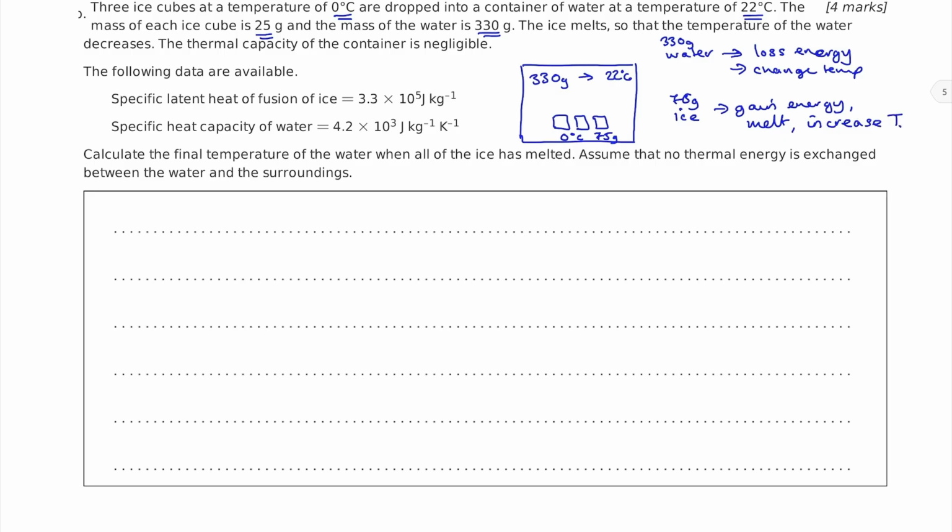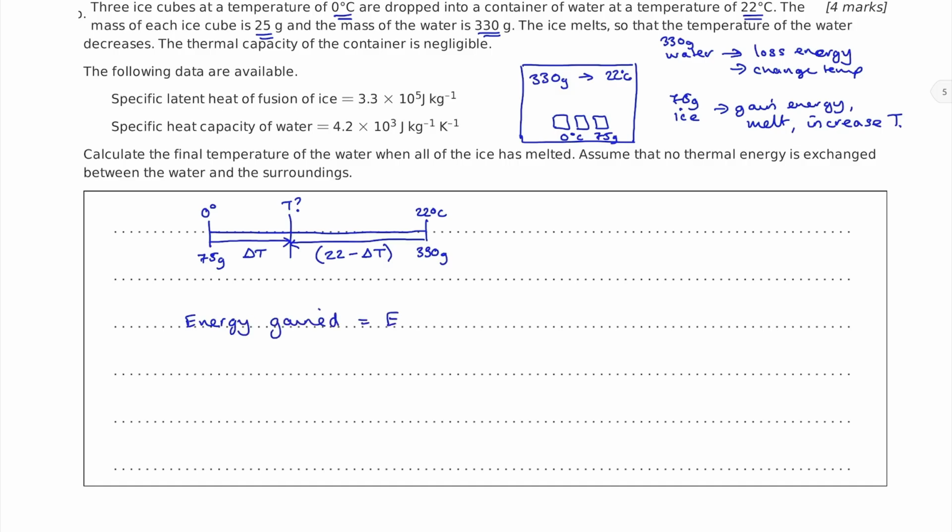So let's think about this. Let's put a temperature scale. This is 22 degrees Celsius, and that's where 330 grams of water is. This is 0 degrees Celsius, and this is where 75 grams of ice are. The ice is going to gain energy and reach a temperature as yet unknown, and the water is going to lose energy and reach a temperature of 22 minus delta T. So, energy gained equals energy lost.